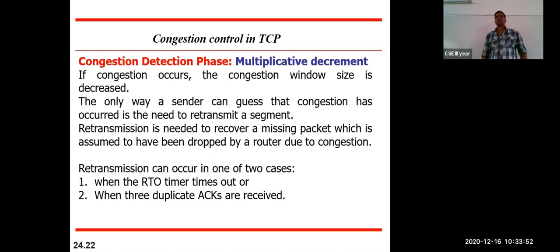Why do we retransmit a packet, segment, or a frame? If it is lost over the network, in the network. Why is it lost in the network? A router might have dropped it. Why will it drop it? Because it is congested. It is overloaded.